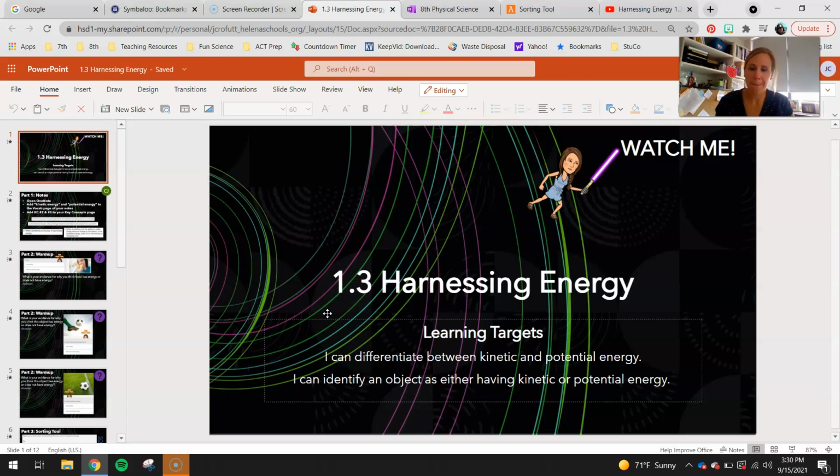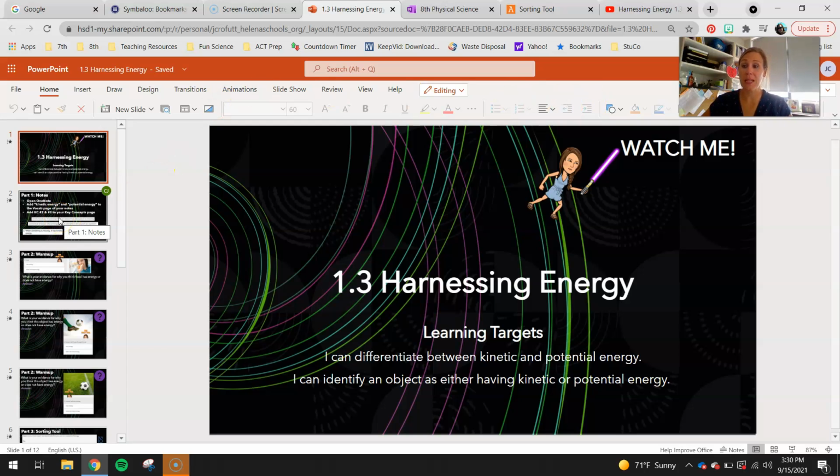and don't understand why. Okay, your learning targets for today: I can differentiate between kinetic and potential energy, and I can identify an object as either having kinetic or potential energy. So the other day when we started our Rube Goldberg, I gave a little bit of mention of kinetic and potential energy, and that's really going to be the focus of that. But first today we need to learn a little bit about what kinetic and potential energy are.